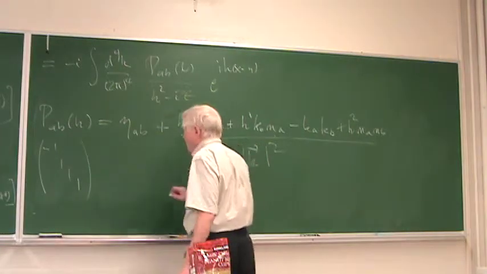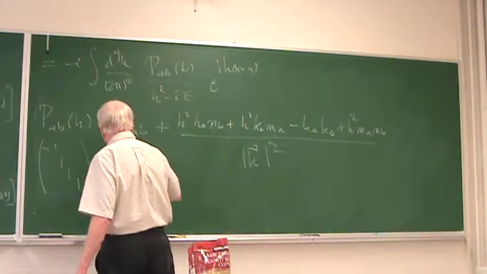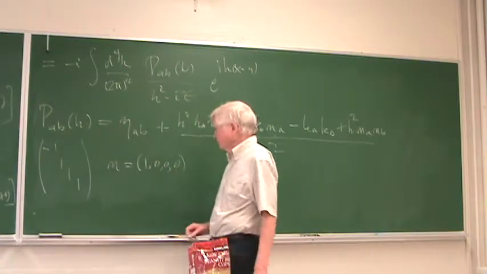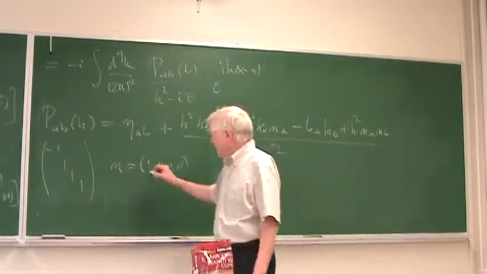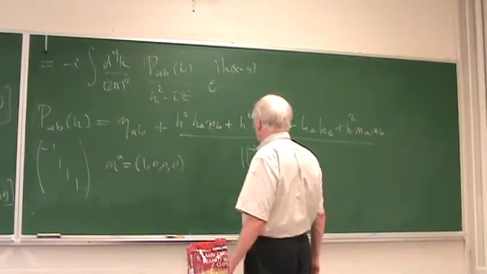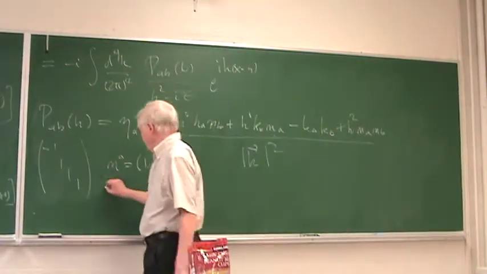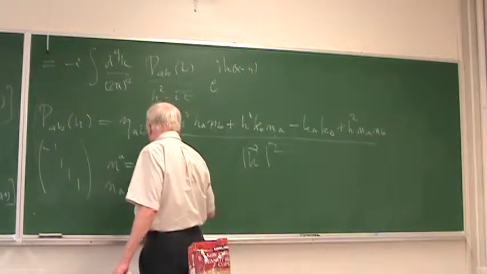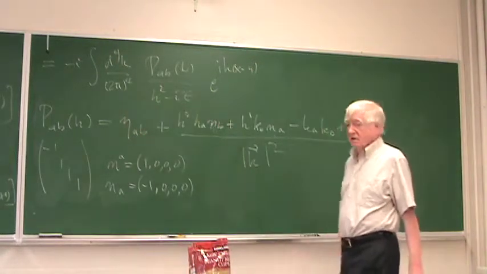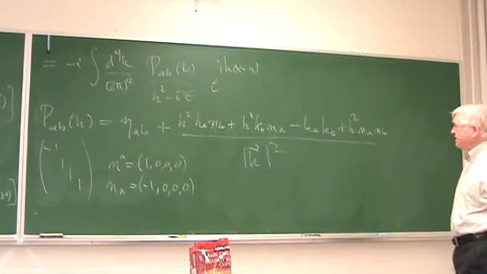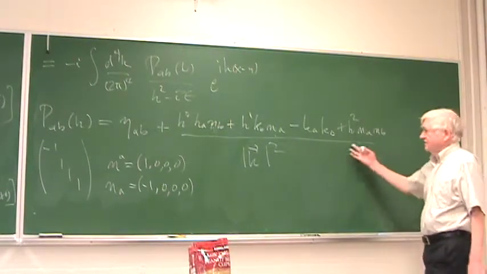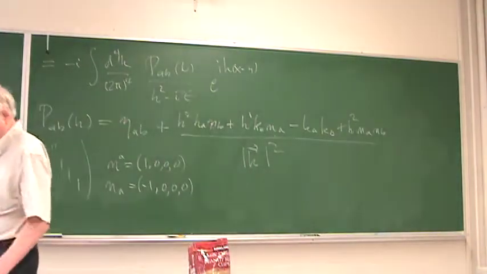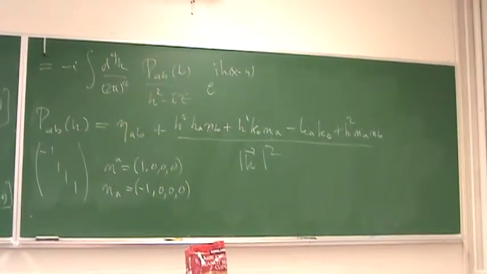And what is n? n is a time-like vector, (1, 0, 0, 0). So that's what n upper A is. n lower A is (minus 1, 0, 0, 0). And if you plug in, you see that everything works out. I don't know. You want me to?